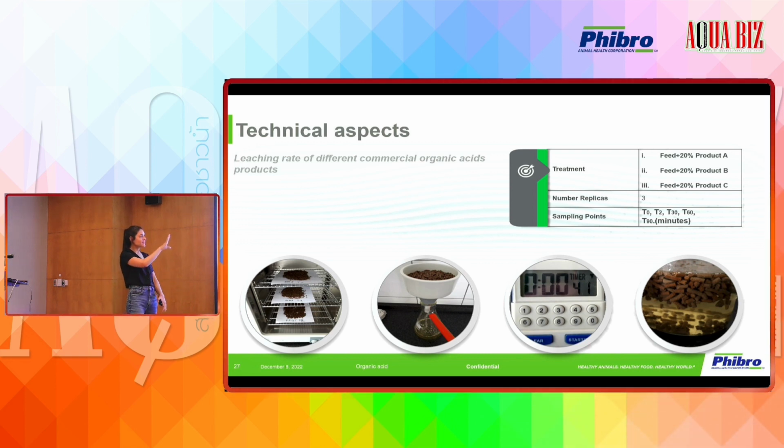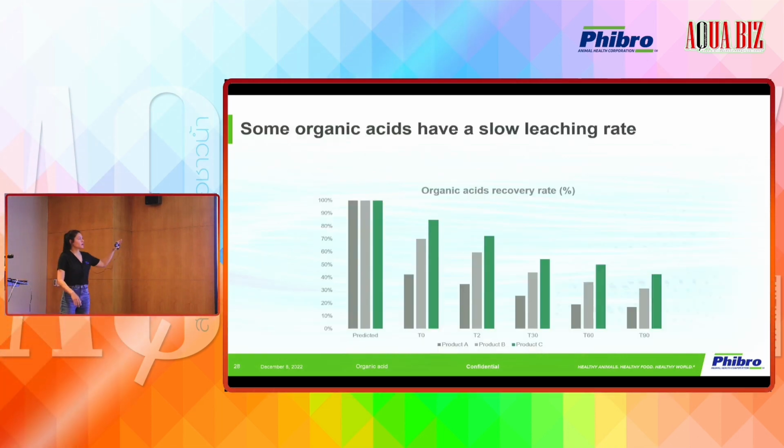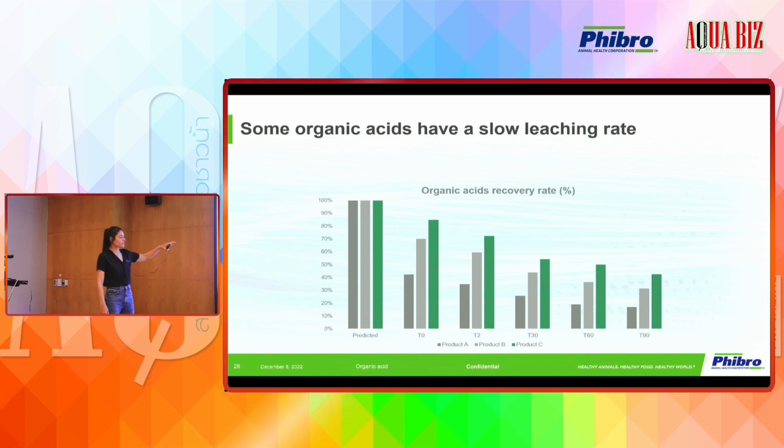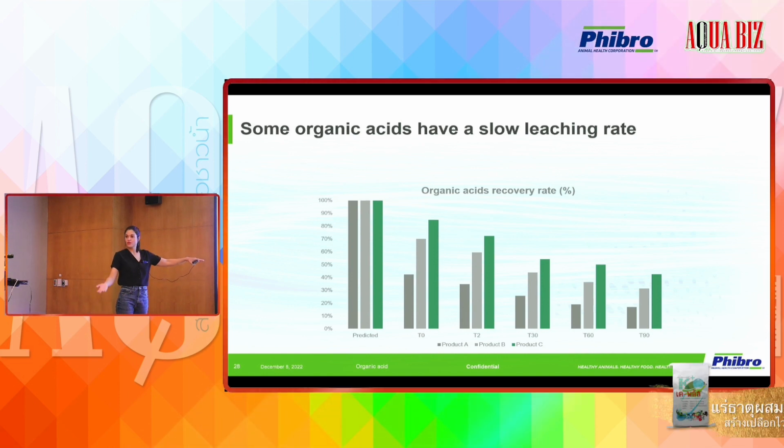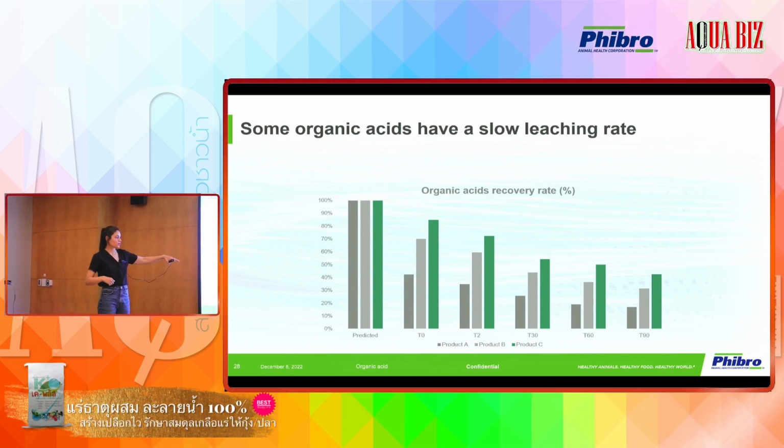So what we did here, we took feed, we used 3 commercial products. Product A is a blend of 1 organic acid. Product B is a blend of 2 organic acids, and then product C is a blend of 3 organic acids. We had 3 replicates, and then these 5 different time points. So T0 was we tested the feed right after the extrusion, and then 2 minutes after we threw the feed into the water, we took it and sampled it, and then 30, 60, and 90 minutes.